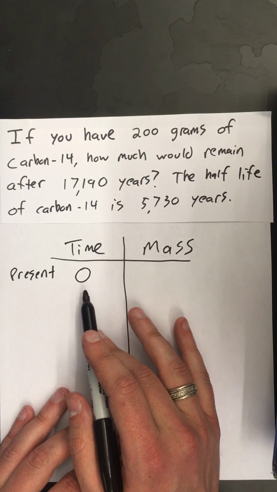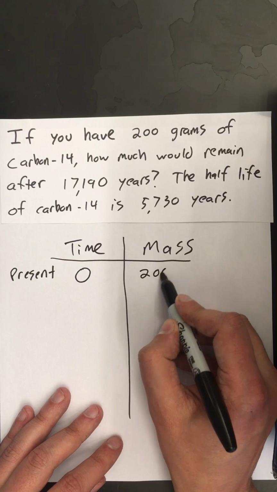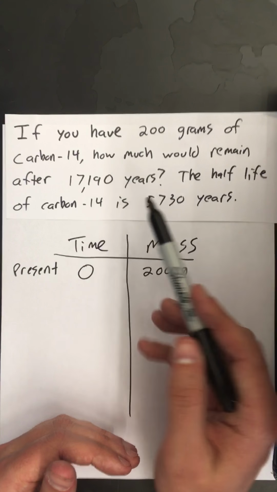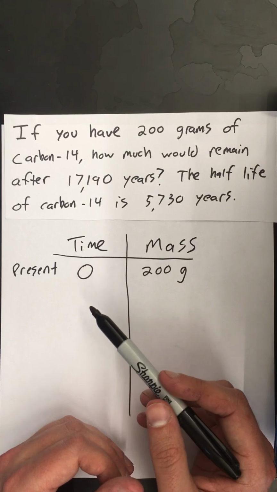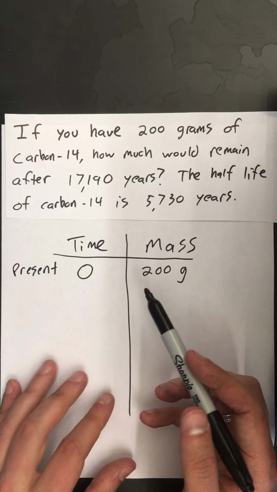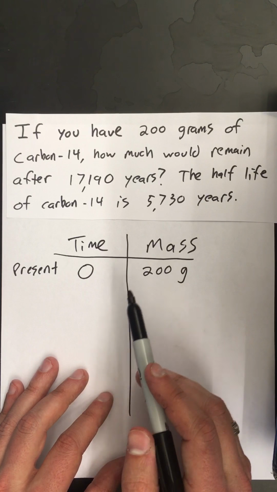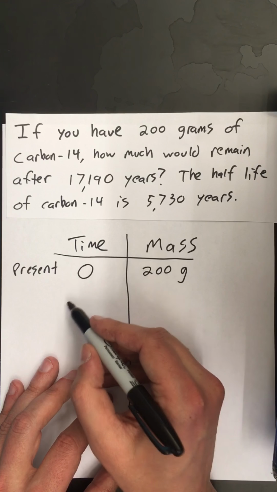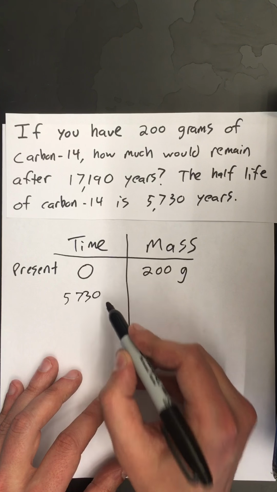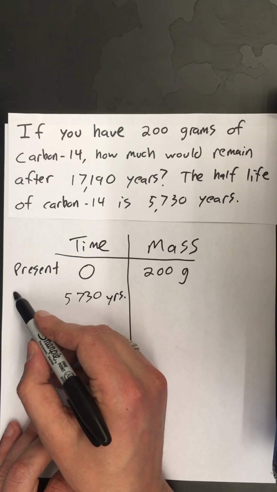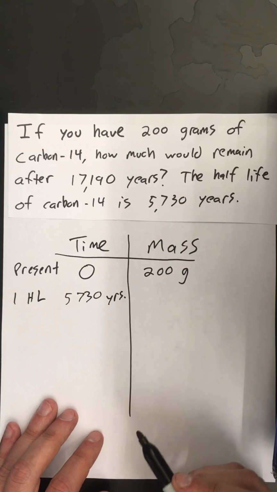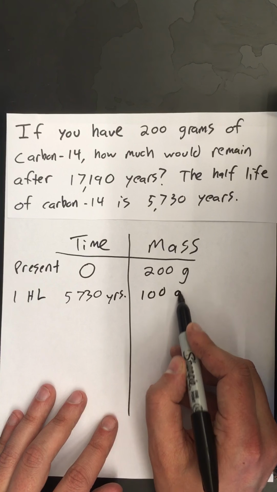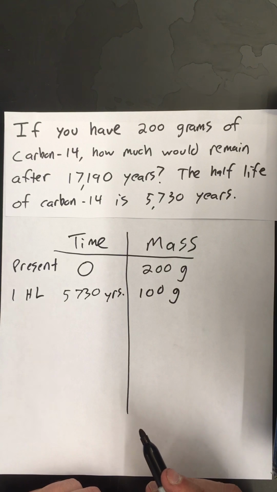In this problem, at the present, we are starting with 200 grams of carbon-14. And since we're going to be predicting into the future, our job is to figure out how much is left after 17,000 years. We're going to go down in the time column, and we're going to move in jumps of 5,730 years, because that represents one half-life. So the first thing we'll write down here is 5,730 years. And that represents one half-life. So by definition, after one half-life, we will have half of the original mass. So that puts us at 100 grams.